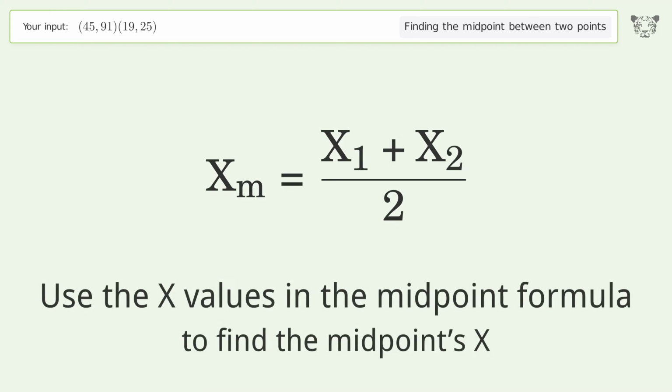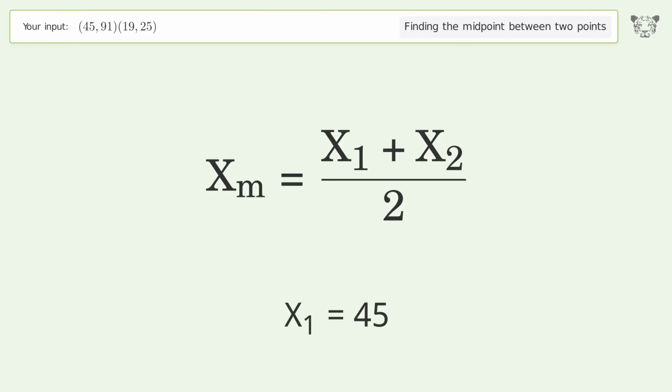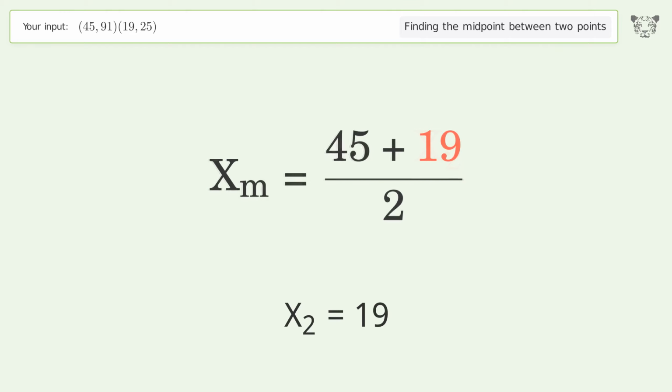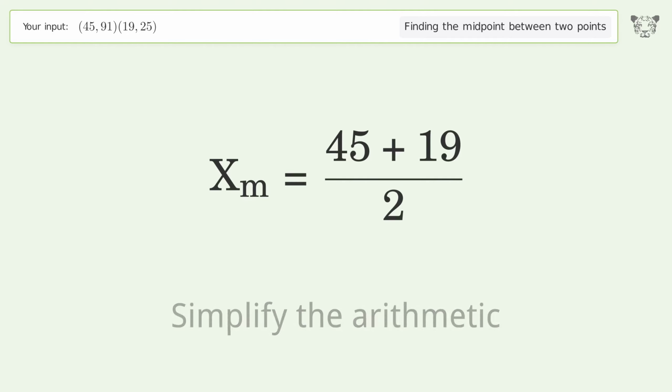Use the x values in the midpoint formula to find the midpoints x. x1 equals 45. x2 equals 19. Simplify the arithmetic.